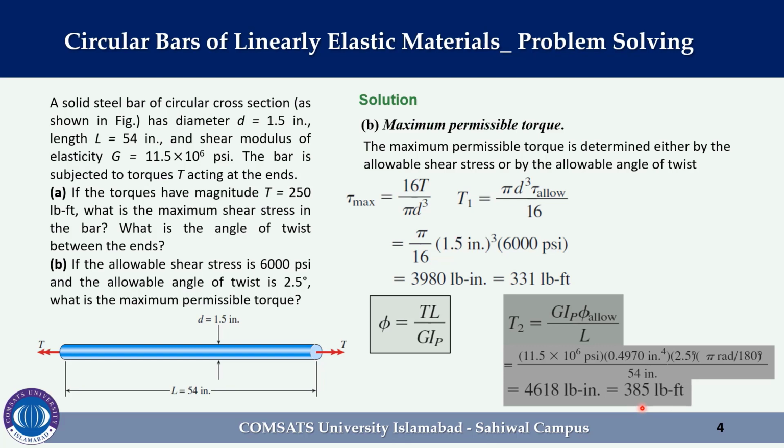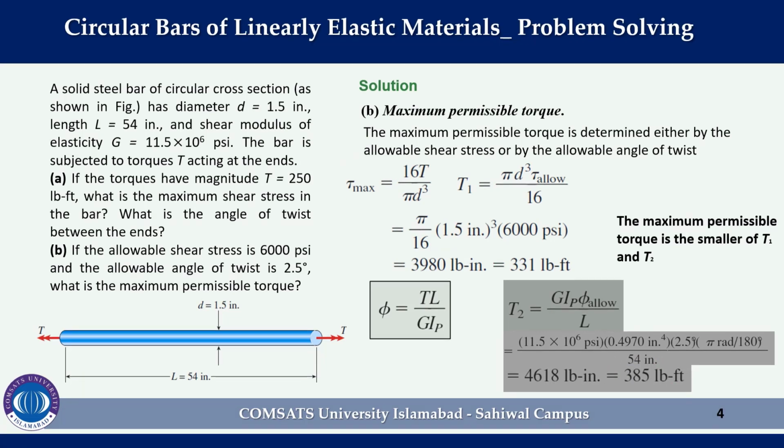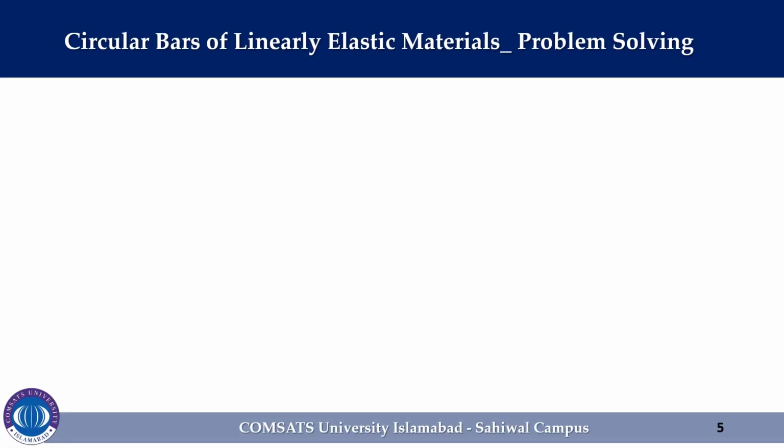However, any torque larger than this value will result in the allowable angle of twist being exceeded. The maximum permissible torque is the smaller of T1 and T2. So the maximum value is 331 pound feet. So now we will try to solve another problem for better understanding of the studied topics.